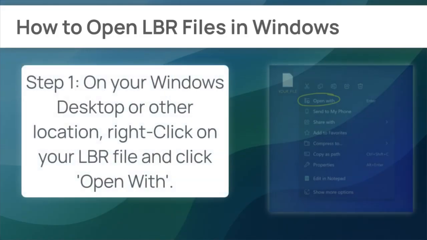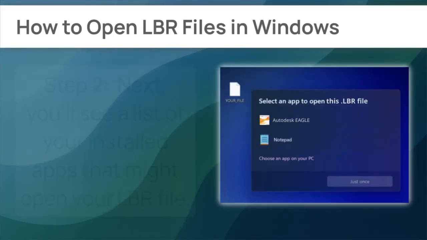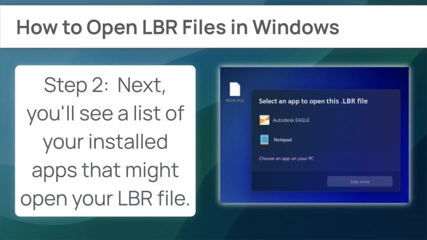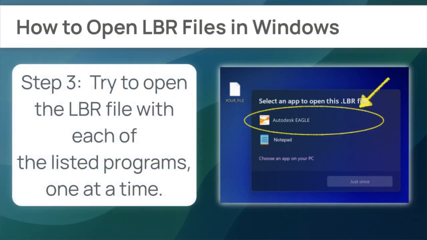Go to your file and right-click the LBR file, choosing Open With. If Autodesk EAGLE is an option, select it immediately. If it's unavailable, choose another. We need to test the file against all compatible programs.